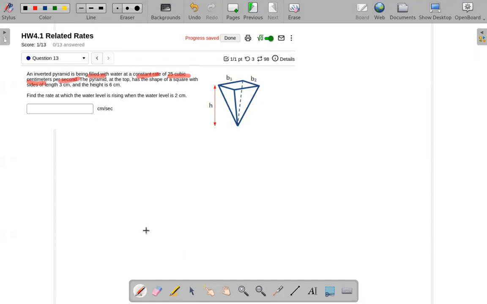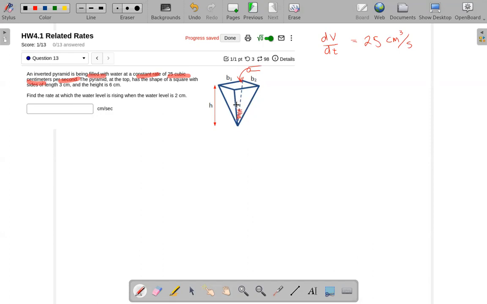So what did they just tell us there? They told us that the change in volume, dV, over time in seconds is always 25 centimeters cubed per second. So we have stuff flowing in at that rate, dV/dt, filling this thing up. So this thing's slowly filling up.